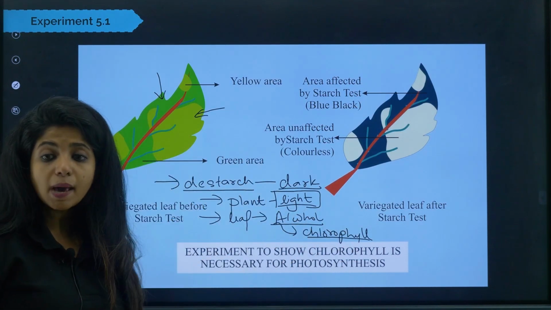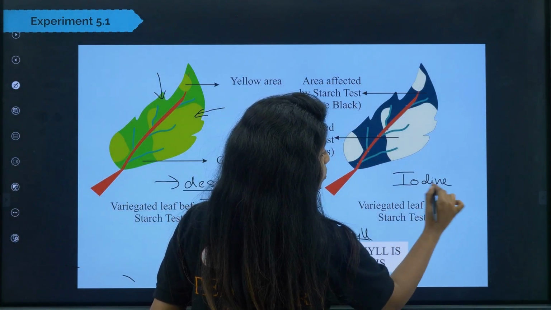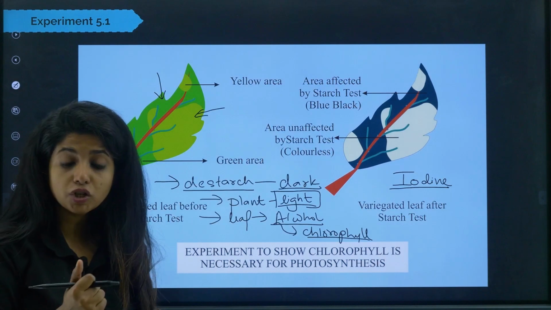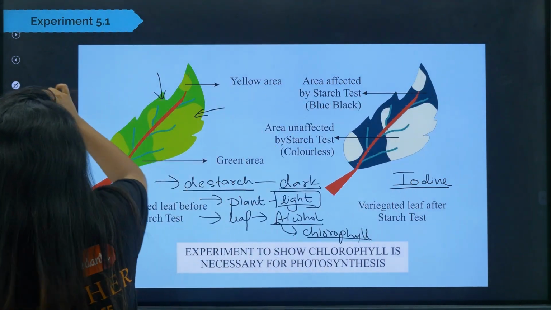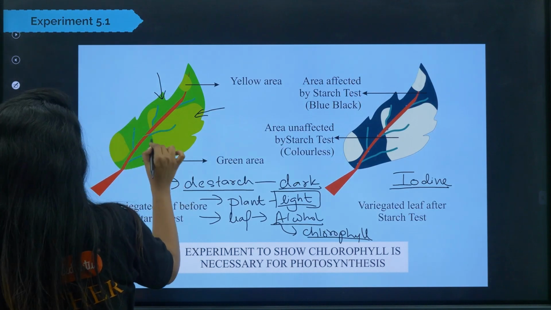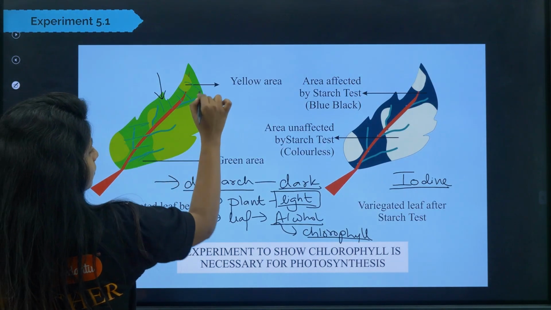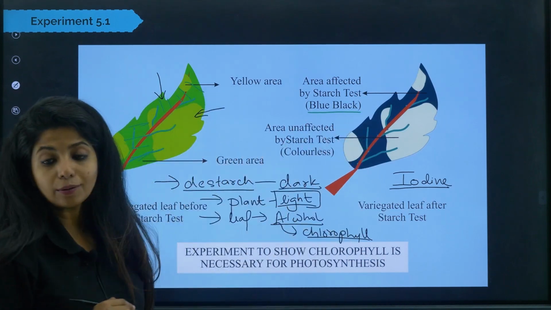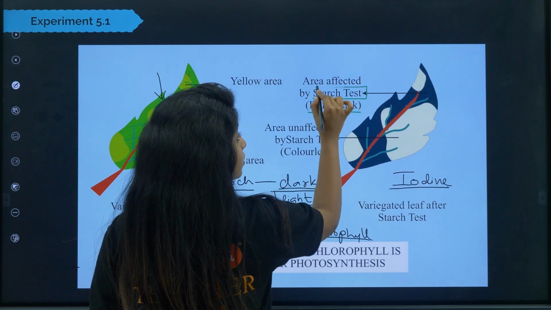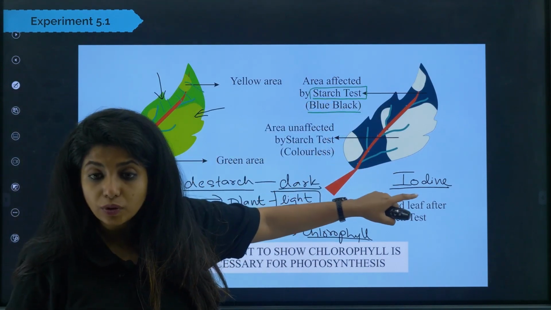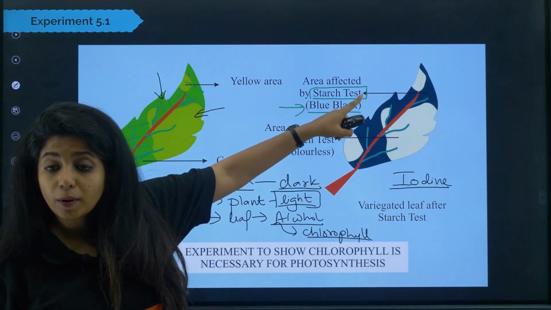Now I am going to put iodine solution on it, and when I put iodine solution, there's a magical thing that I see. Basically, the area which was initially green in color, this area, how can I show you? This area is turning blue-black in color. Why, children? It turns blue-black because it is a positive result for the starch test. When I put iodine on starch, that's when its color changes to blue-black. That means there was a presence of starch.